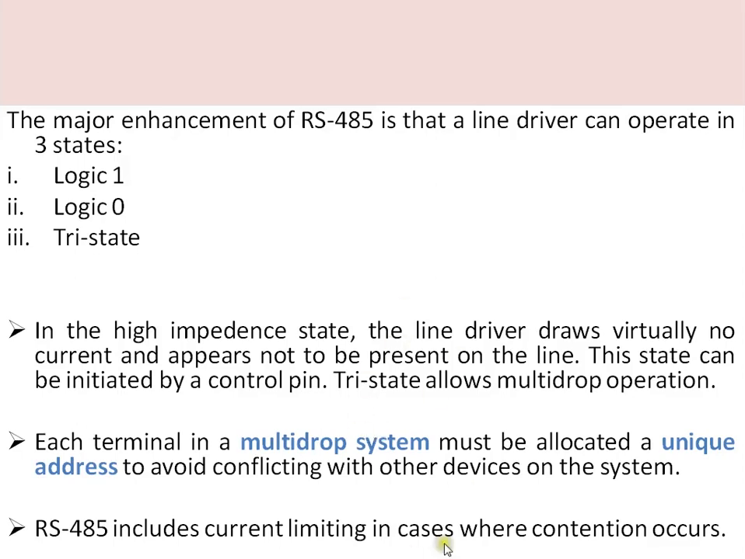Each terminal in the multi-drop system must be allocated a unique address to avoid conflicting with other devices on the system. Suppose there are 10 devices connected on the same bus in multi-drop way, each device should have a specific address so that the master can address a particular device, and that particular slave will give a response to the master query. Also, RS485 includes a current limit in case any contention occurs, meaning in case any collision occurs.